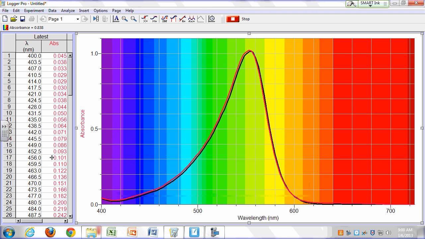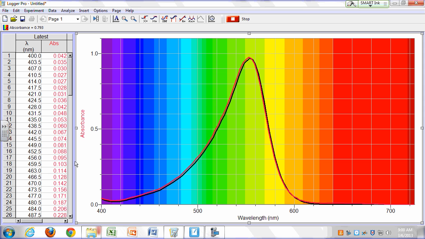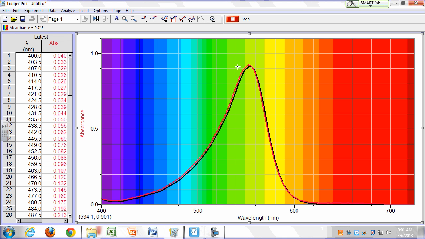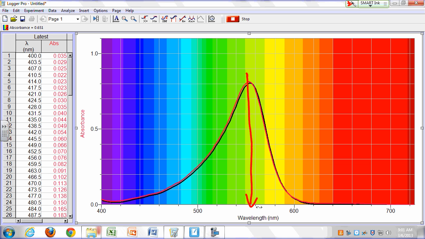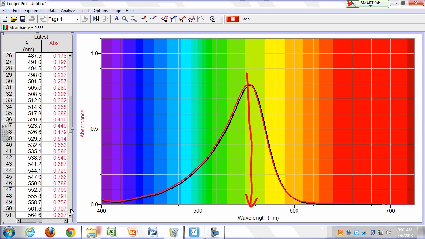Okay. Let's time it. Now, for now, let's just determine what wavelength we should be using to monitor this reaction. So, where is that peak wavelength happening? Approximately where? Right around there, right? So that's around what? This is 500. This is 600. I see 520, 540, 560. So between 540 and 560.